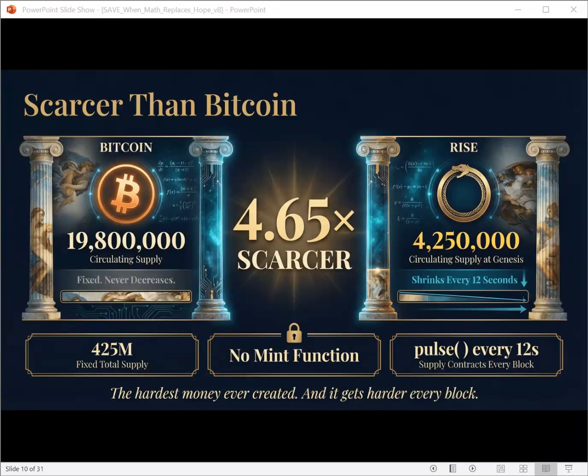But here is the difference that matters. Bitcoin supply stops growing. That's a famous feature. Rise's supply actively shrinks every 12 seconds. The accumulator buys Rise from the open market and locks it in the same vault permanently. There is no unlock function. There is no withdrawal. The supply only goes in one direction. Bitcoin gave the world fixed supply, and Rise gave the world a shrinking supply.